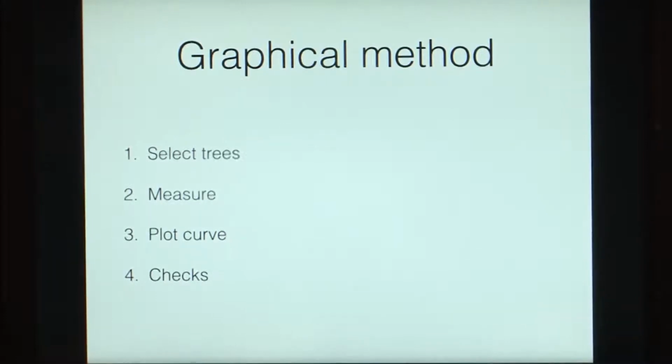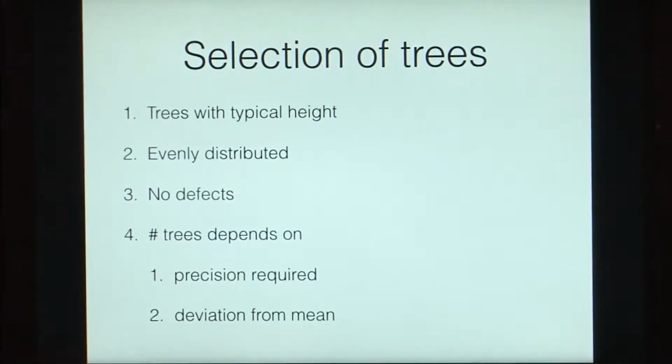Once we have selected those trees and felled those trees, then we are going to take measurements of those trees, then plot the curves, use a number of checks and balances, and then get a table out of it. So, let us look at these steps one by one. When we talk about the selection of trees, we need trees with a typical height.